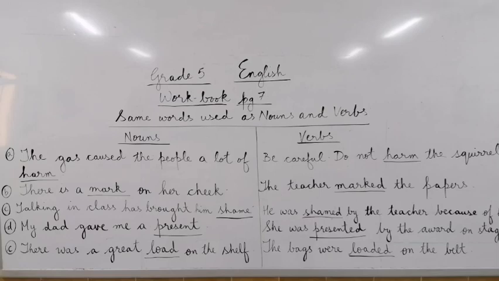Now I have solved it on the board for you. So on the board I have made 2 columns. Column A, column B. Column A, all the words are used as nouns. Column B, all the words are used as verbs. So the first word is harm. Harm here means some sort of loss, injury, pain.